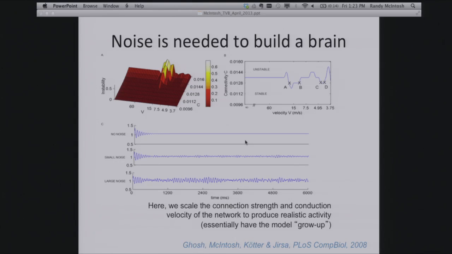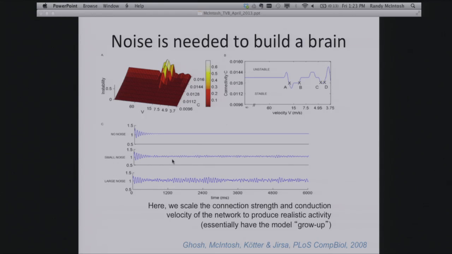This is a very simple example showing you the kinds of dynamics you get from a single oscillator when you add noise. With no noise, you ping it, it oscillates and then dies. You add small noise, it doesn't die quite as fast. And if you put a relatively larger amount of noise, it shows you dynamics that you might see if you actually stuck an electrode in that oscillator.